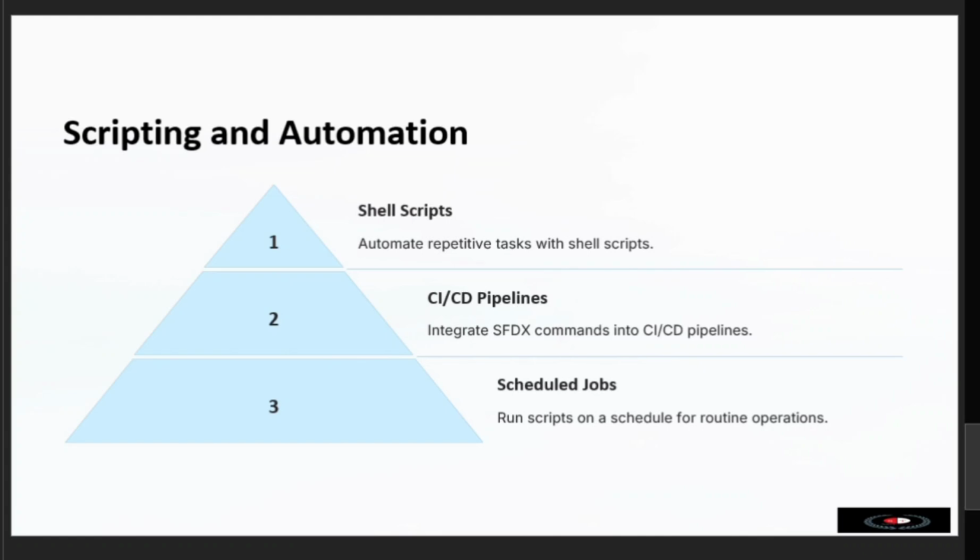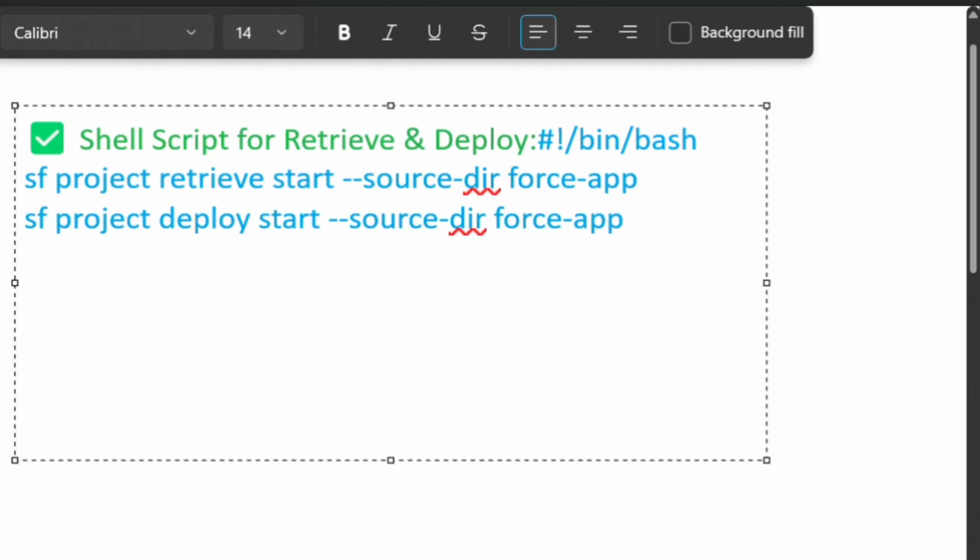But if you want to set it up with GitHub, you can use GitHub Actions. If you want to use Jenkins, then you need to use the CLI commands with the plugins also. Let's come to shell scripting and retrieve and deploy. Mostly we use bin bash, right? That's why I mentioned this one. As project retrieve start and then deploy start, mostly pull and push, right? Pull means retrieve and push means deploy. I hope you understood this. Now if you want to retrieve the component, that is a pull.